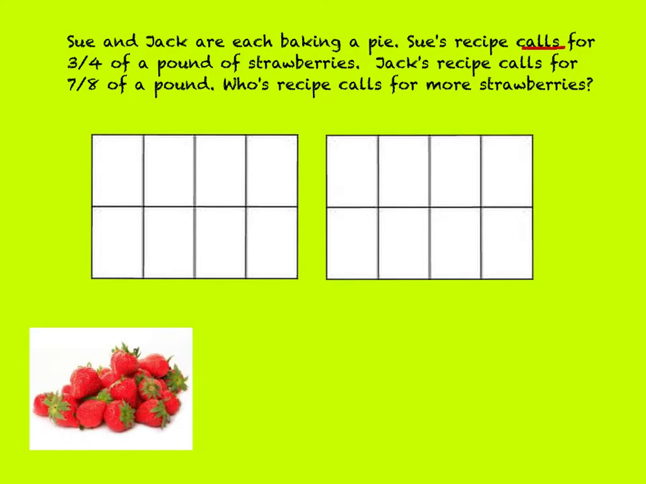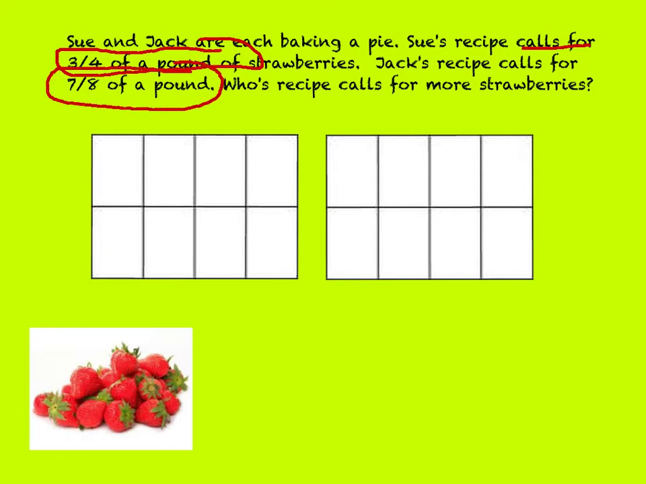All right, I'm going to underline "calls for" just so we can talk about the vocabulary for a minute. Calls for means, in this scenario, it needs or it asks for. Lots of times when we're using a recipe, we'll say, how many eggs does your recipe call for? That just means what's on its list, what does it need? So Sue and Jack are each baking a pie. Sue needs 3/4 of a pound of strawberries, and Jack needs 7/8 of a pound.